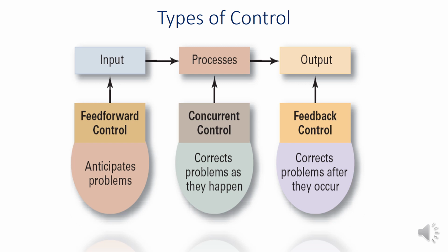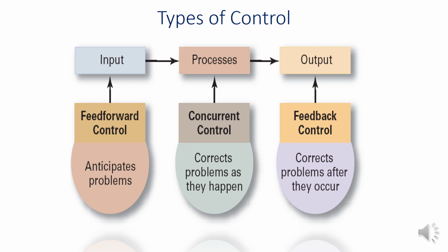Next we will go to the different types of control. We have three types of control. One is feed forward control, another is concurrent control, and the third is feedback control. In feed forward control, we anticipate any problem that may come if you execute this, what problem may occur or what deviation you may get. That anticipation is given as an input to the process.